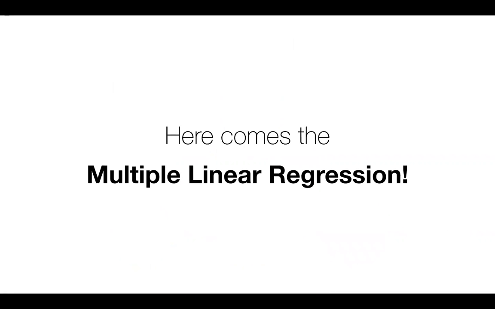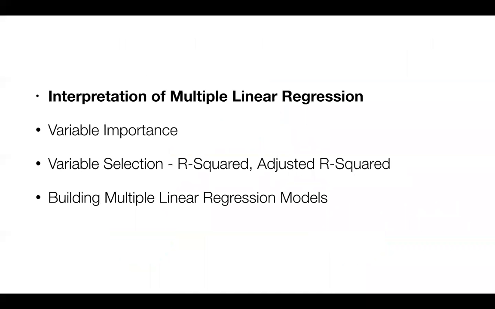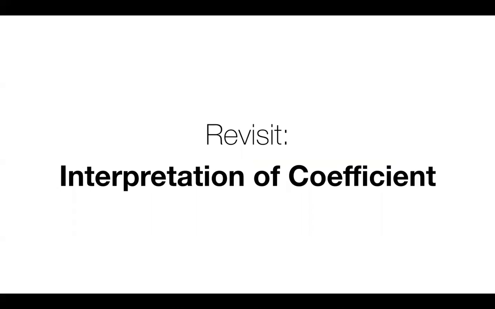So now that we know how we go about addressing this problem, that's where multiple linear regression can help us. The four things I want to talk about: the first is the interpretation of multiple linear regression, and then later on, variable importance, variable selection, and also building multiple linear regression models. So let's start with interpretation.